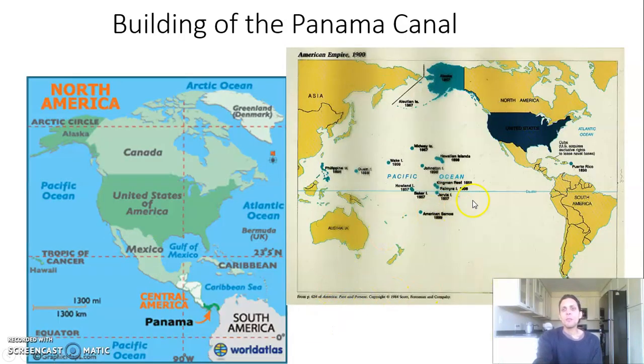Now, part of the reason that we want to build the Panama Canal, which happened under Teddy Roosevelt's administration, is that it connects our South Pacific Empire and our growing Caribbean Empire.